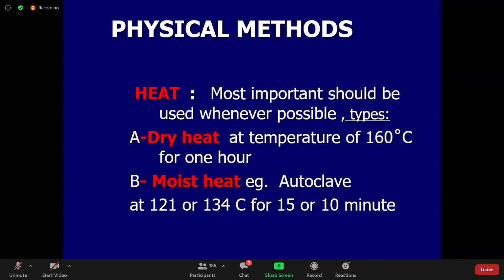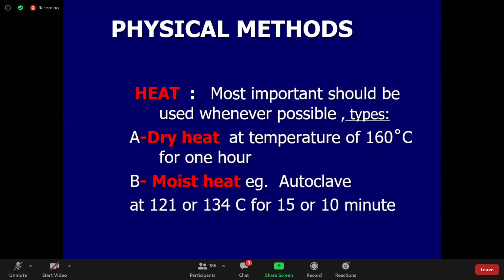Some textbooks or manuals can say 2 hours. It depends. Moist heat, something like autoclave, either if we put at 121 degrees, usually 15 minutes. If we increase the temperature a little bit, we'll probably reduce the time, right?